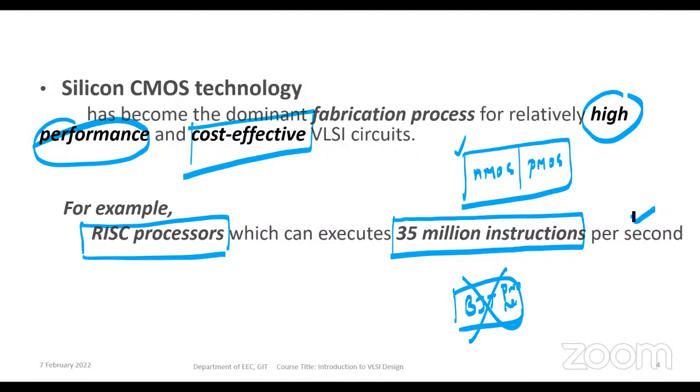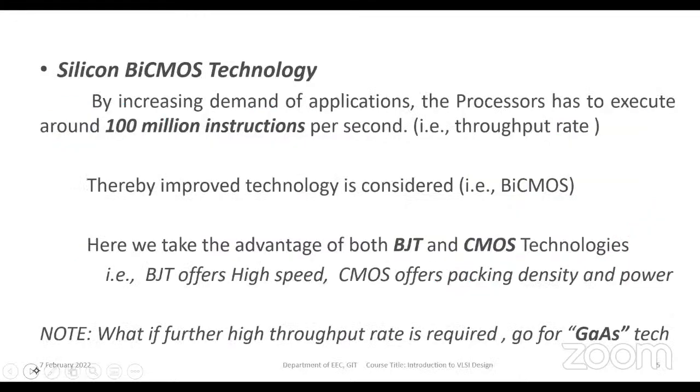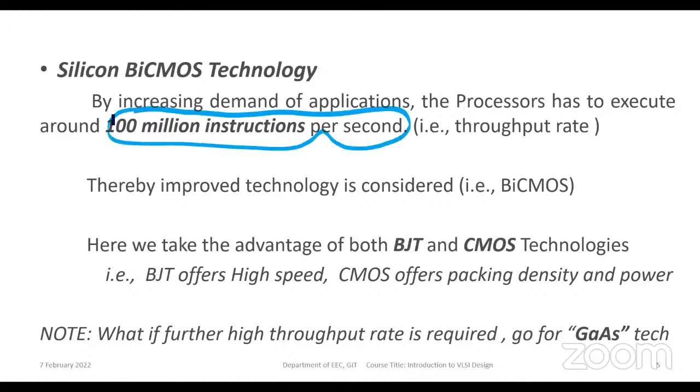Okay, so that kind of thing is necessary for advanced things in day-to-day life, for doing the different things. Okay, so this is the throughput that we want to have. But this is also not sufficient. The demand increases day by day. Therefore people are trying to go for 100 million instructions per second. They want this kind of throughput. So what they have to do is ultimately opt for another IC technology that is called silicon BiCMOS technology. People will try to use this one.